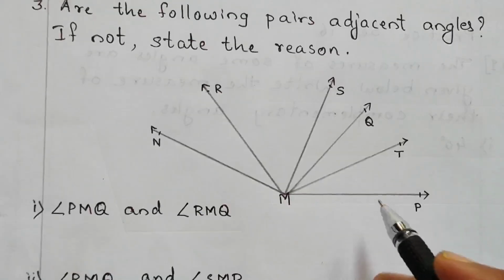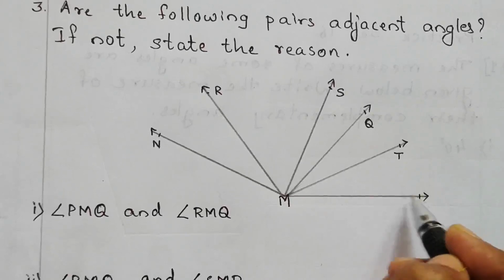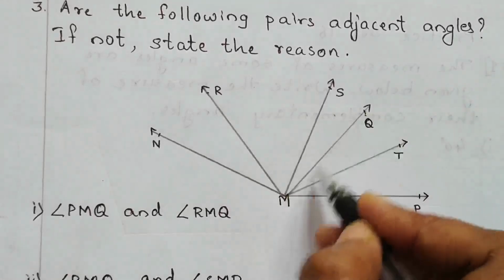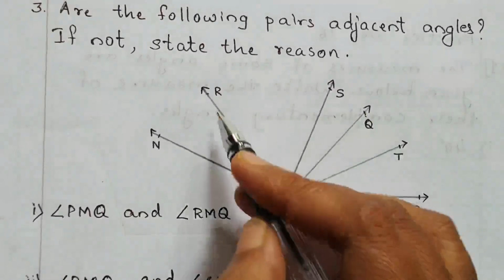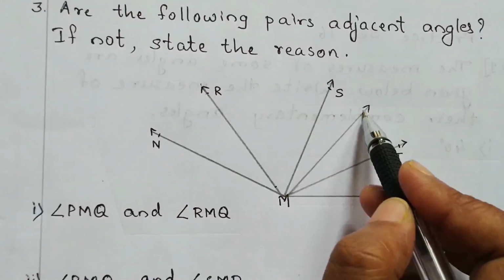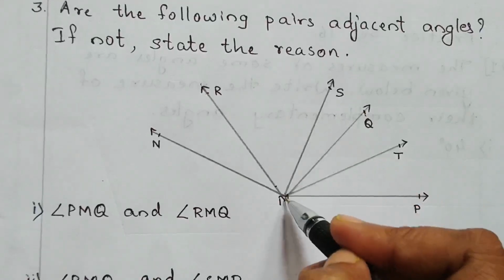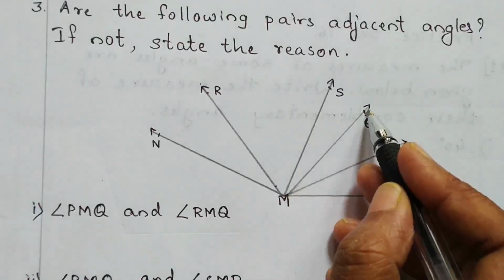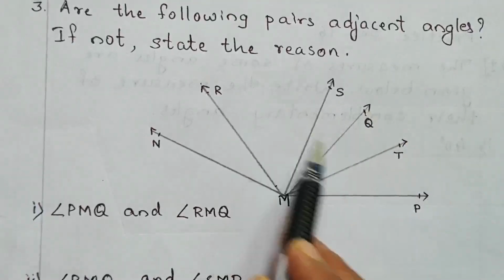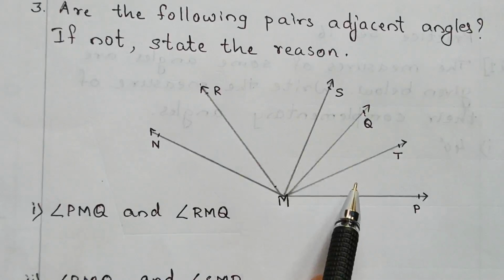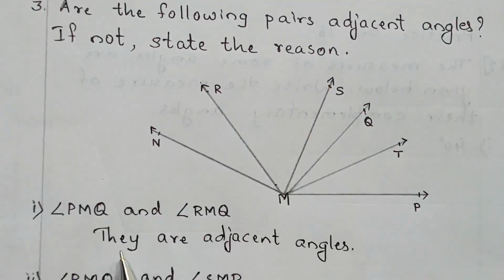Now, which is angle PMQ? This is angle PMQ. So this is the interior. And RMQ. Yes, they have a common vertex M and a common arm MQ, and their interiors are totally different. So what kind of angles are they? They are adjacent angles. So you can write they are adjacent angles.